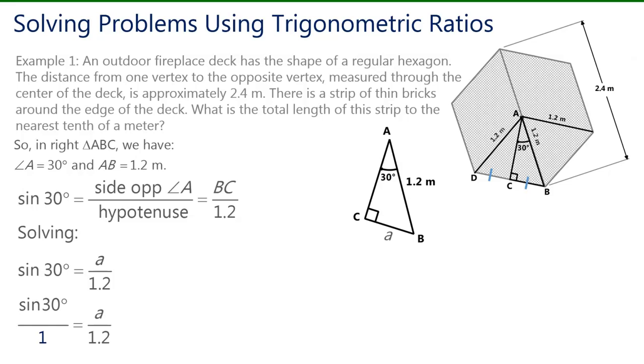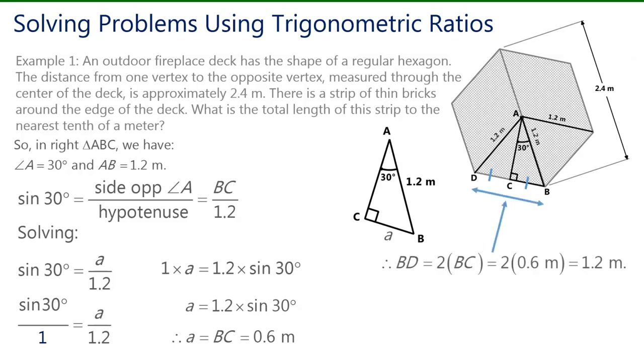We can write this as sine 30 degrees over 1 equals A over 1.2. We can cross multiply: 1 times A equals 1.2 times sine 30 degrees. We have A equals 1.2 sine 30 degrees. This gives us A, which is the length of BC, equals 0.6 meters. Therefore, BD equals twice BC, which is 2 times 0.6 meters, which is 1.2 meters.